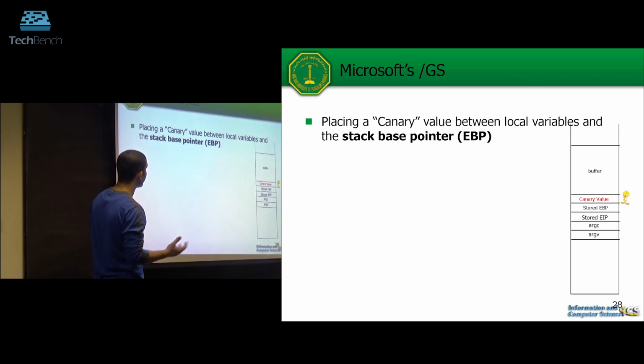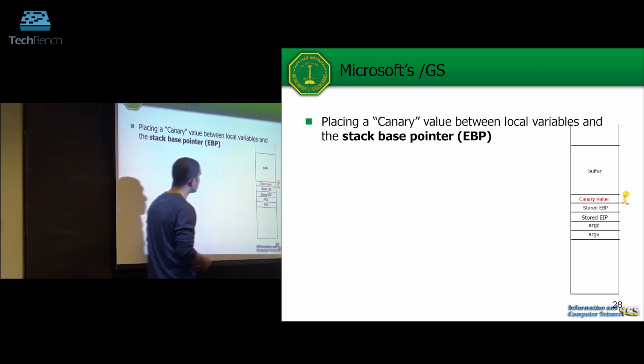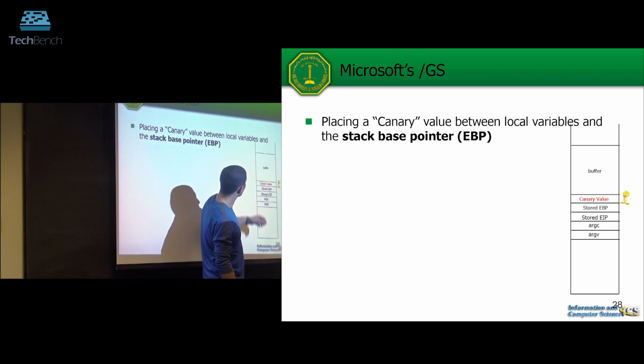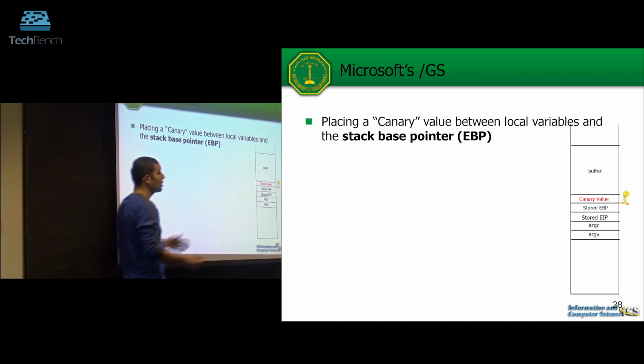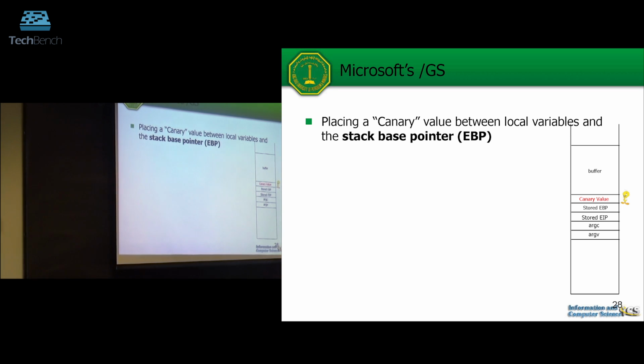It's the same idea, canary value, but the canary value is placed between the local variables and the stack base pointer. So basically, this is the base pointer, and the local variables are all this, and the canary value is between. Same thing. It will prevent you from overwriting the EIP without overwriting the canary value.